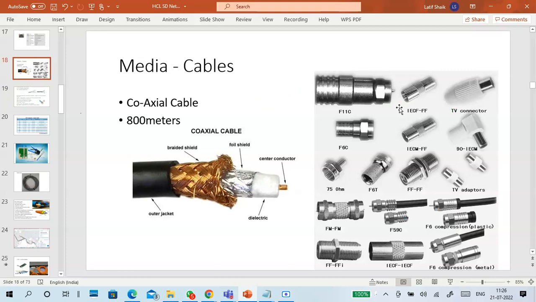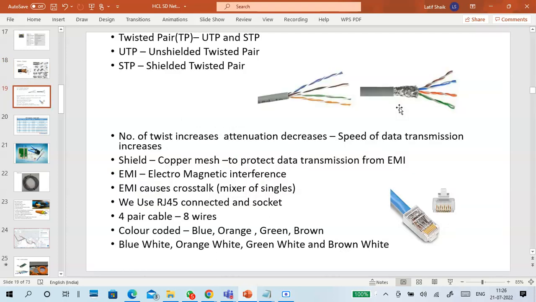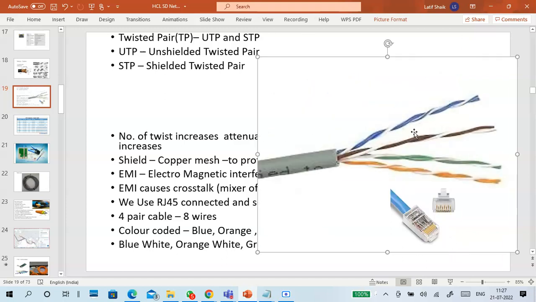Coaxial cables are copper cables, and twisted pair cables are also copper cables. This is a twisted pair. Twisted pair means each pair of the cable is twisted with the other. Just for you, I'm increasing the size. Look here: the wires are twisted around each other inside this cable.